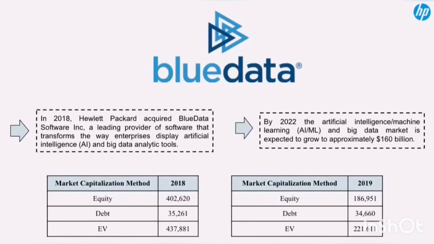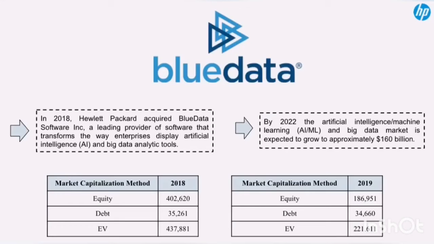enterprises deploy artificial intelligence and big data analytic tools. Joining BlueData with HP's existing platforms such as HPE Apollo System and HPE Pointnext service can accelerate customer digital transformation by providing innovative and easy to implement AI and big data analytic solutions. The acquisition appears to be beneficial to HP because by 2022, the artificial intelligence, machine learning, and big data market is expected to grow to approximately $160 billion. It will only depend on the enterprise skills to extract business value and implement faster and cost-effective solutions.